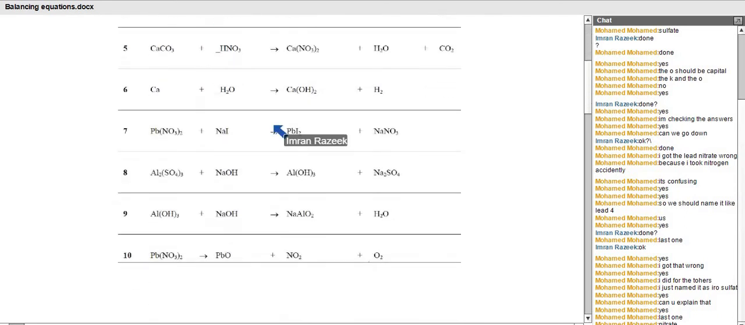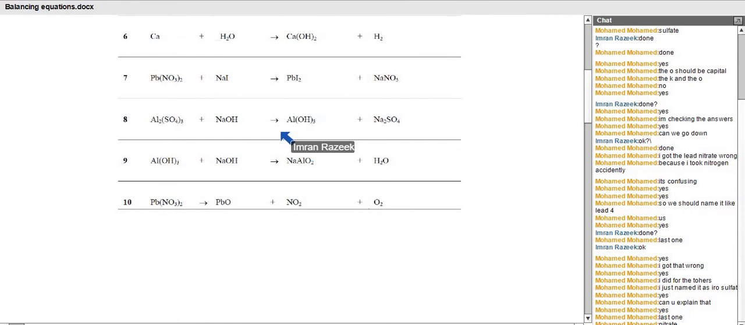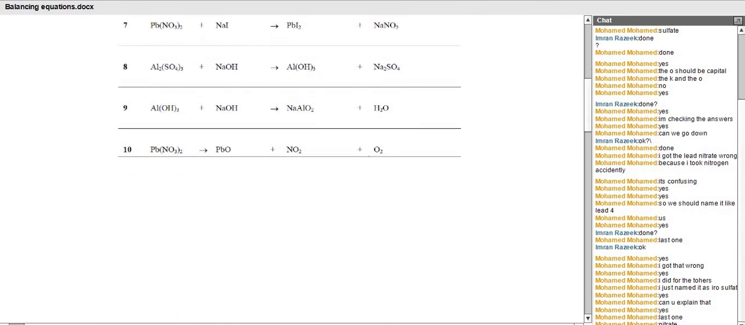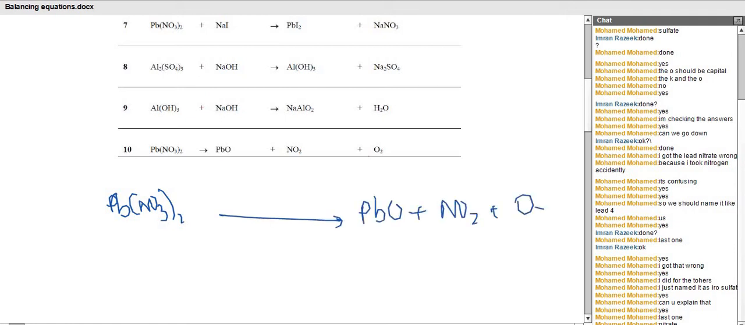Okay. So sometimes you get situations like this, where you have to put a fraction. So lead nitrate giving lead oxide, nitrogen dioxide and oxygen. Look at this. Lead is already balanced. To balance the nitrogen, there's 2 nitrogens and 6 oxygens. To balance the nitrogen, I put 2 in front of nitrogen dioxide. The nitrogen is balanced. Right?